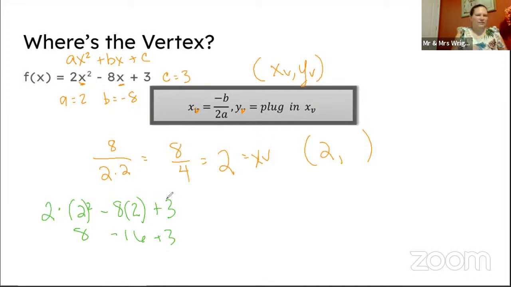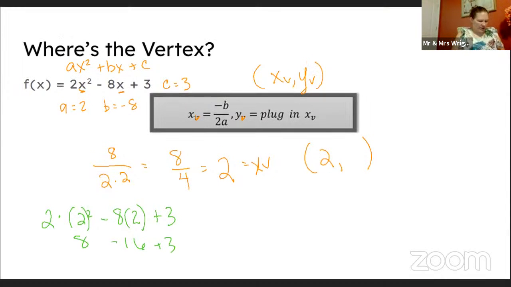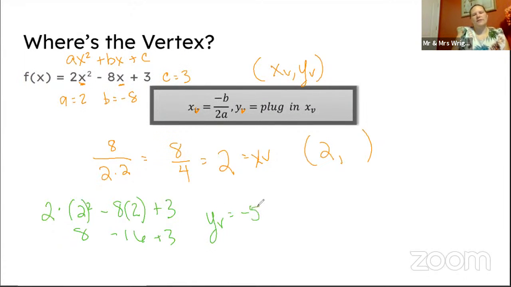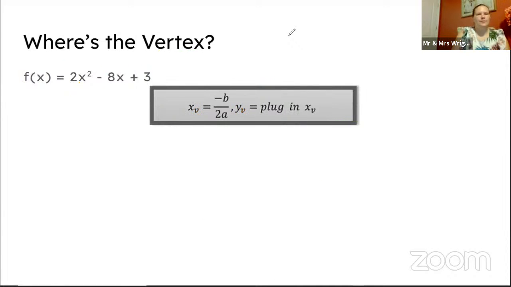It should be -5. Let's plug it into our calculator, because you always want to use your calculator just to be sure. -5. So I got YV equals -5. So it's (2, -5), my answer. What is the vertex? It's (2, -5). And when you're asked what's the vertex, your answer should always be in ordered pair form.